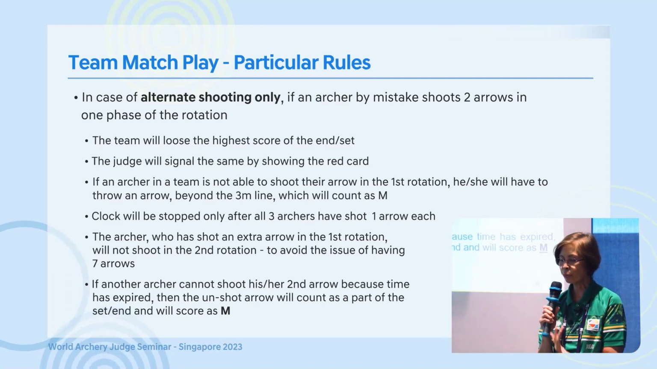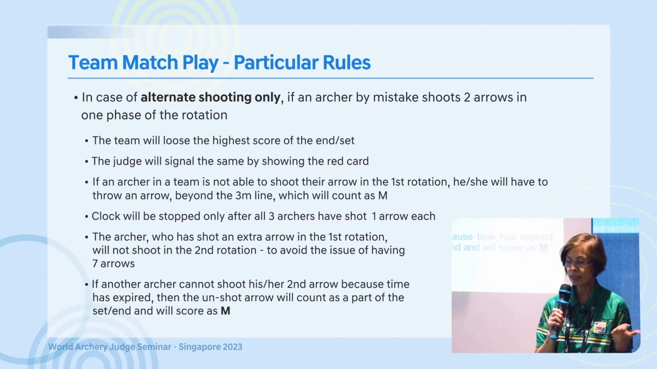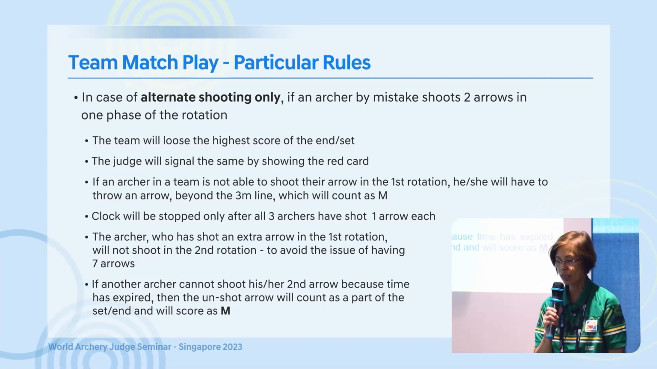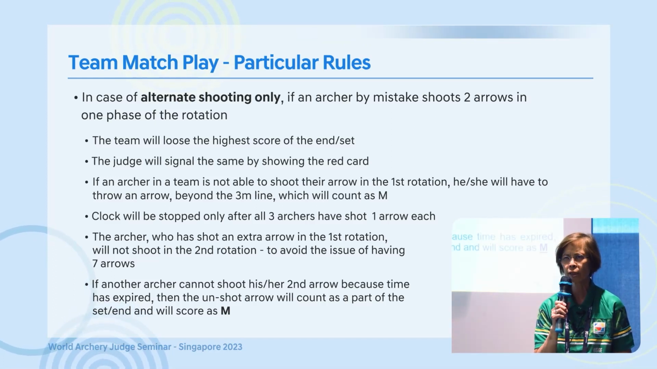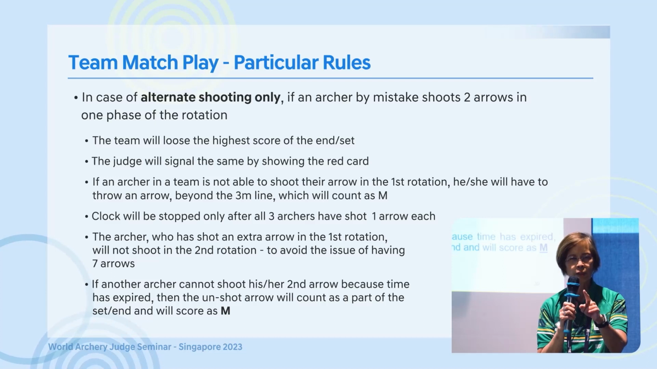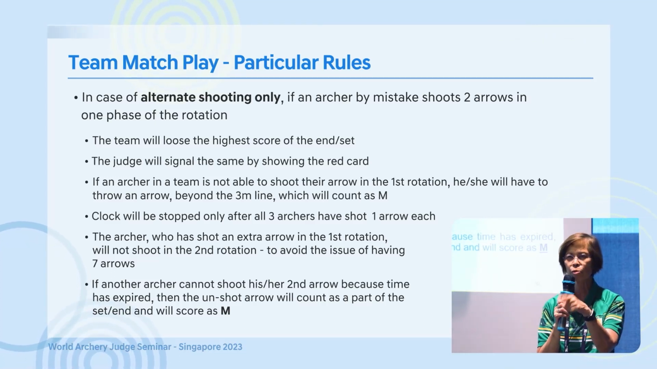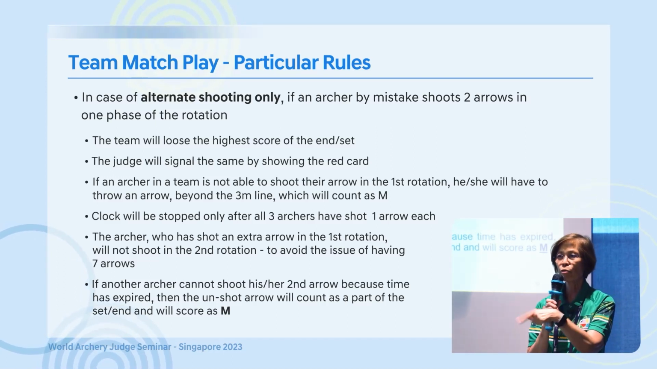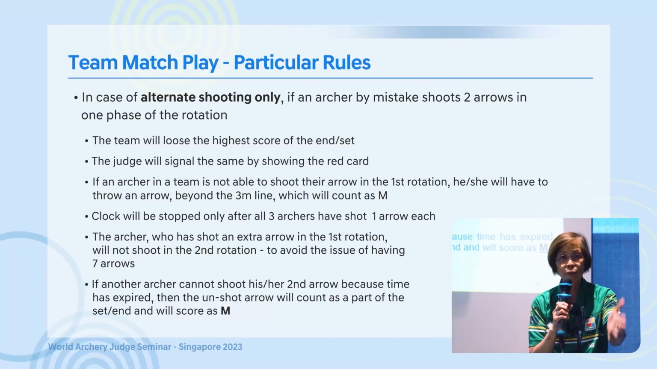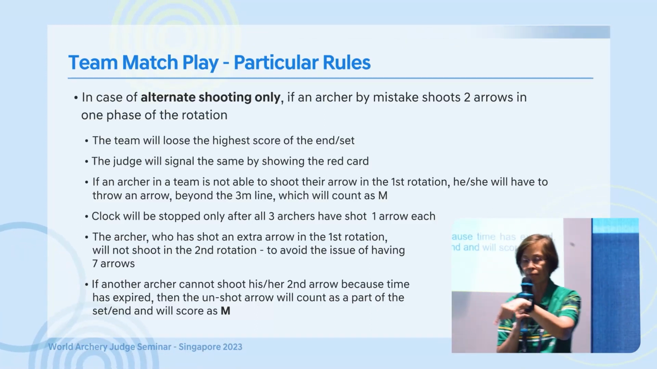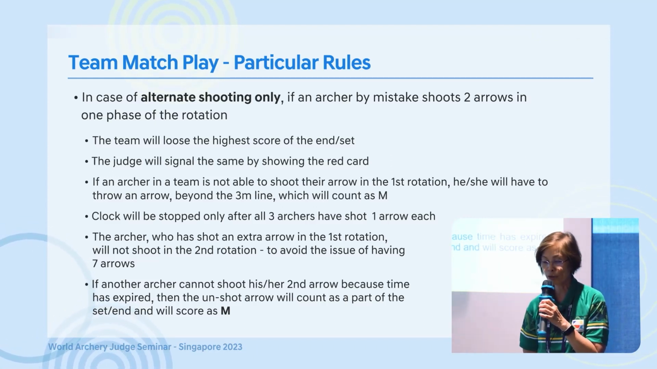And if an archer is not able to shoot their arrow in the first rotation, that archer may leave and throw an arrow beyond the 3-meter line, which will count as an M. Why does that happen? Because the DOS will only stop the time after 3 arrows, and only 2 arrows have been shot, so the time keeps running, okay? So that their clock will stop, or else they will lose time for the next rotation. I know it looks very harsh, but for now, that is the solution there.